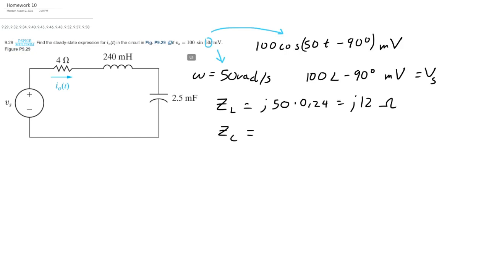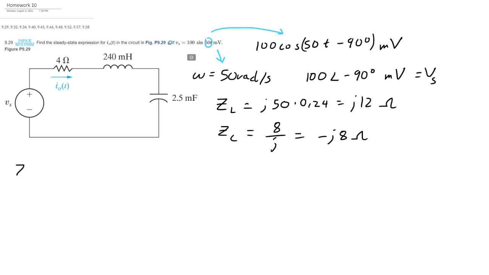And then ZC is going to end up being 8 over j, which we can also write as minus j8. If you're confused on how to do that, basically you just take the complex conjugate. It's kind of like rationalizing denominators. So multiply both top and bottom by the complex conjugate. This cancels out to be 1, so it becomes minus 8j over 1. So that's the impedance of the capacitor at this frequency.